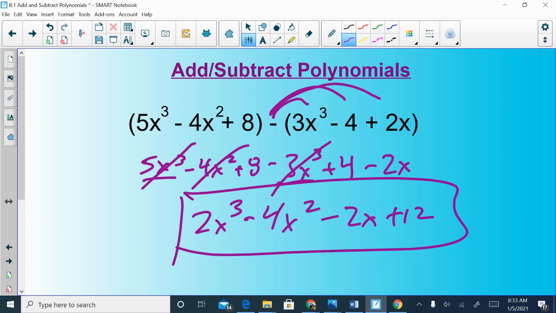So this is our lecture on section 8.1, which is about adding and subtracting polynomials. Please let me know if you guys have any questions.